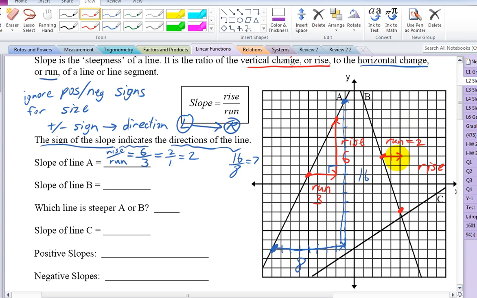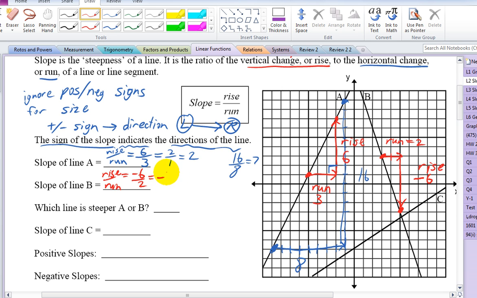Since we're actually going down, it's going to be a negative number. So we have to count down, giving us a negative 6. So our slope, rise over run, equals negative 6 over 2, which is what? Lowest terms.